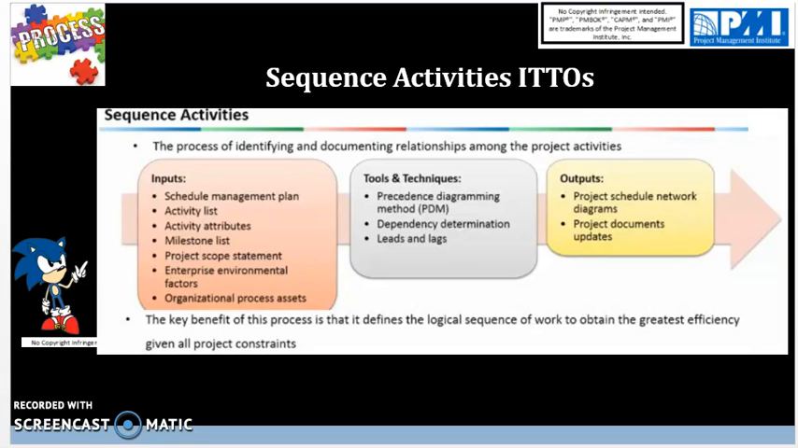But the project schedule network diagram is a graphical representation of the dependencies among the project schedule activities. It is a summary narrative and can accompany the diagram and describe the basic approach used to sequence the activities. For project document updates, we are updating activity lists, activity attributes, milestone list, and risk register.